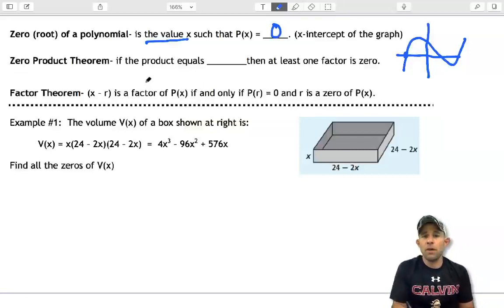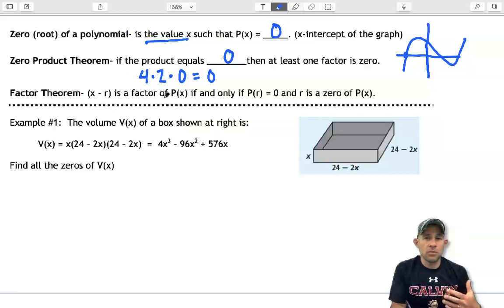Okay, the zero product theorem says if the product is equal to 0, then at least one of the factors is equal to 0. Now this makes sense. Let's just think of numbers like 4 times 2 is equal to 8. But as soon as I multiply something by 0, the product goes to 0. So at least one of the individual factors needs to be equal to 0 if the result of the product is equal to 0.